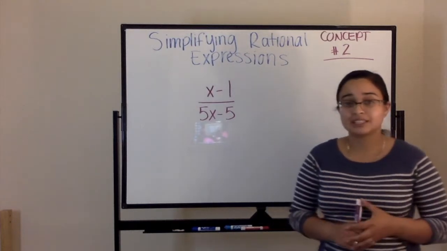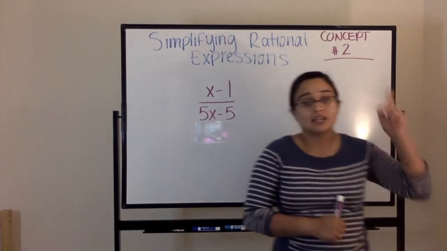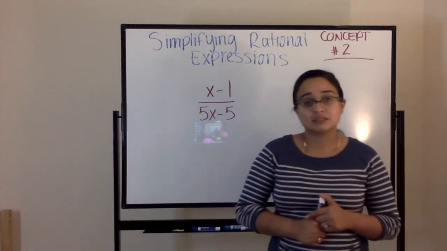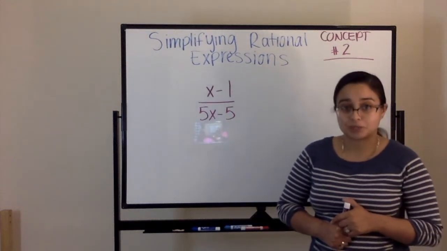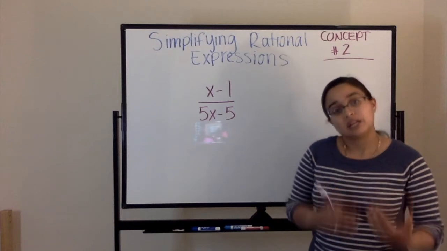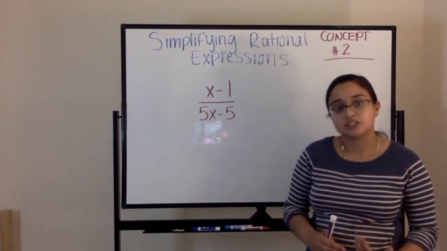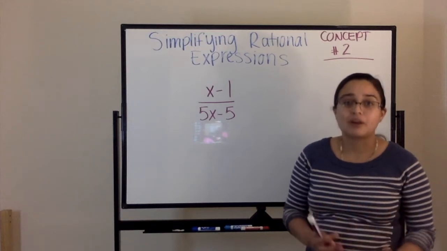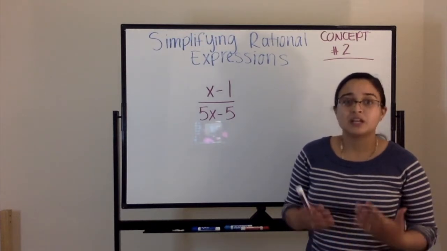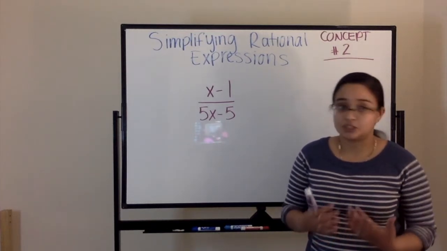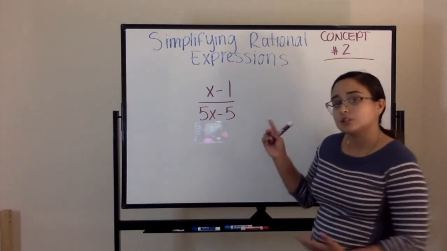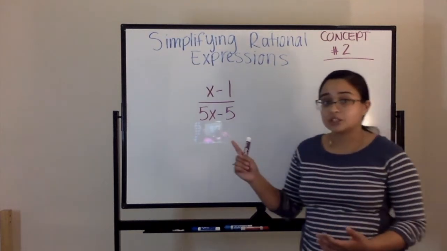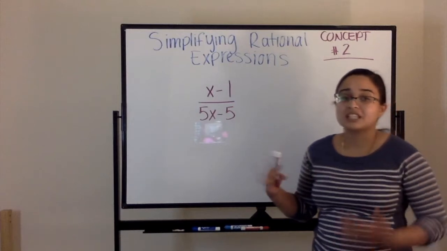Today we are continuing with concept number 2, which is on simplifying rational expressions. Now simplifying rational expressions is a lot like simplifying numerical fractions, just bringing it down as much as you can. To simplify a rational expression, we actually have to factor.